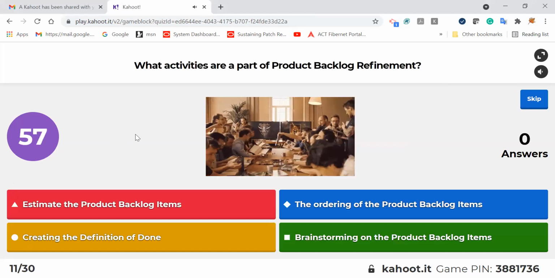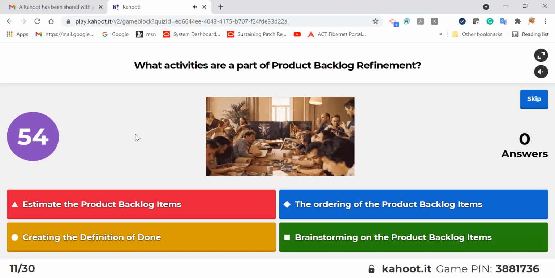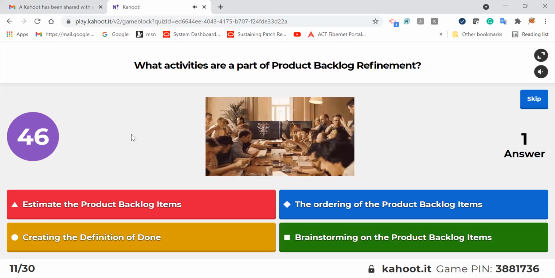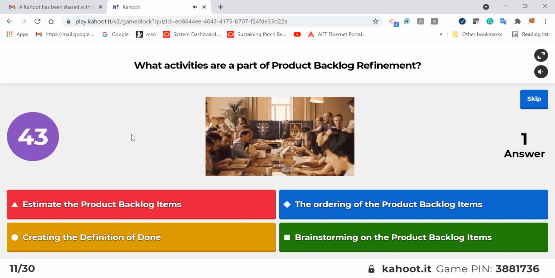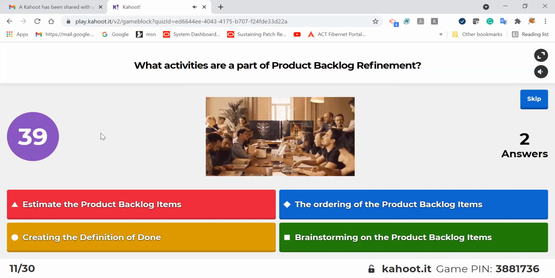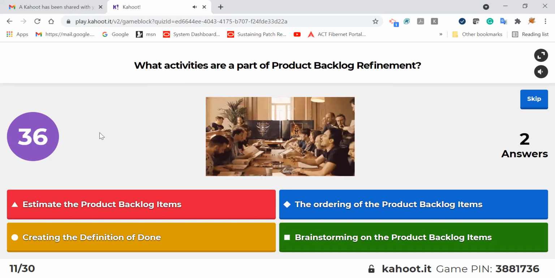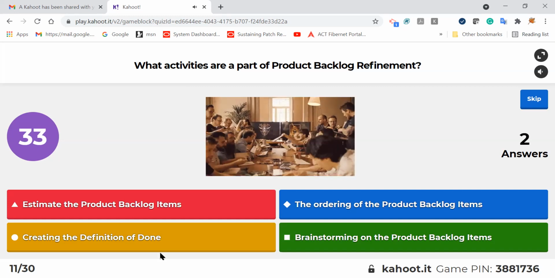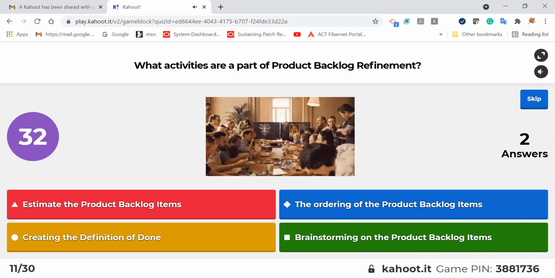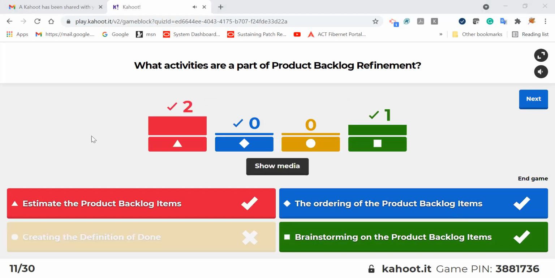What activities are a part of product backlog refinement? Let me see. Estimate the product backlog items, brainstorming on the product backlog, and ordering of the product backlog. So these three are correct. We'll discuss these three items in the product backlog refinement. Okay, except the definition of that.